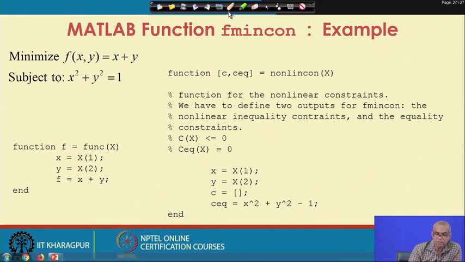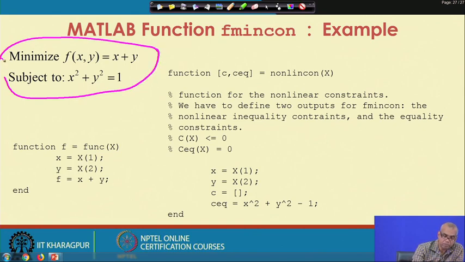We want to minimize the function x plus y subject to x square plus y square equal to 1. So, you have a simple linear objective function with one nonlinear equality constraint. So, that is the problem. First thing will be to write a function file for the objective function. Objective function is minimization of x plus y. So, this is the function file that I write.